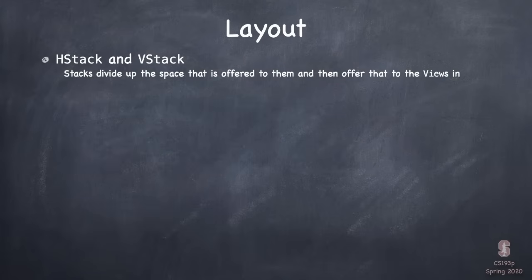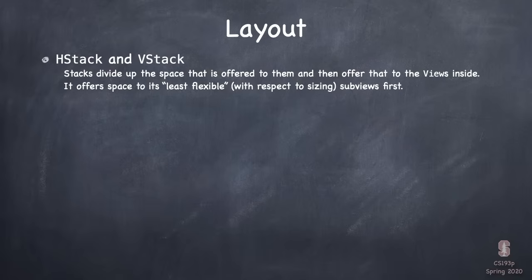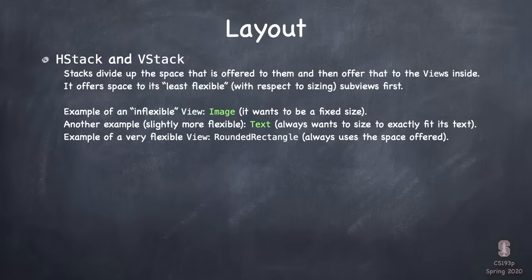So let's talk a little bit more in detail about HStack and VStack, the most important one, or at least the one that does the most layout. The way that the stacks divide up the space that they're offered is they kind of divide it equally, and then they offer it to the least flexible views first. So what do we mean by that? An example of a very space inflexible view is image. We haven't talked about image yet, but it's just a view that shows an image, as you might imagine. And of course, it wants to be the size of that image. Pretty inflexible in that way. So generally, the images are going to get the space they want first.